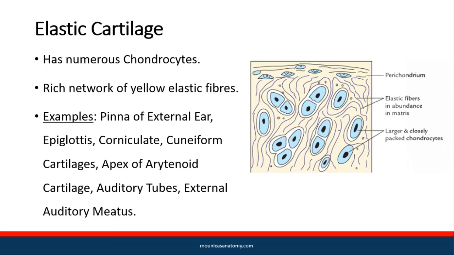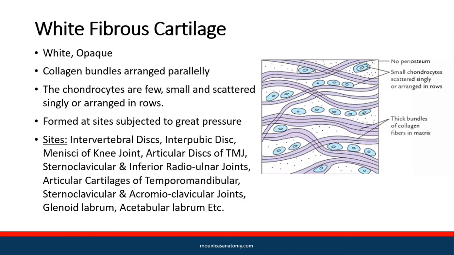Elastic cartilage has numerous chondrocytes with a rich network of yellow elastic fibers. Examples: pinna of external ear, epiglottis, and external auditory meatus.